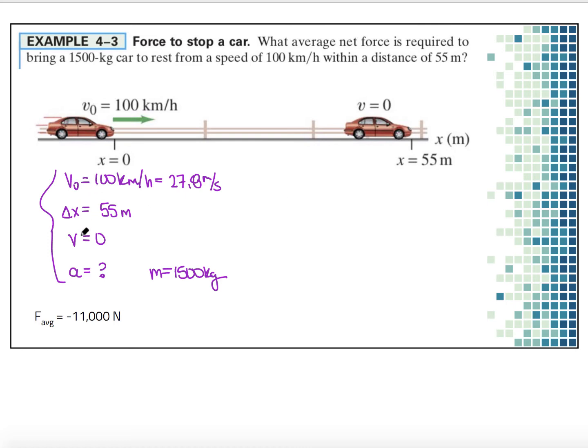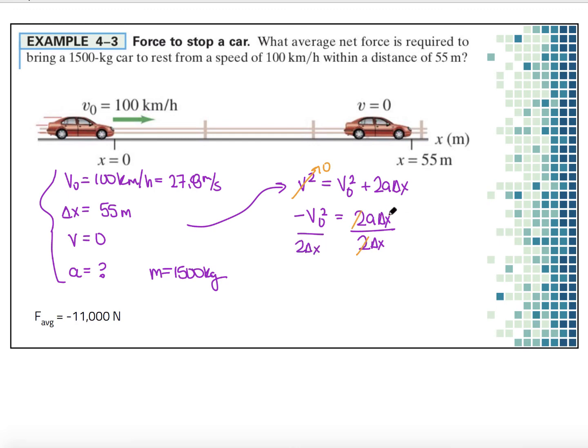So I have V naught, delta x, v, and a, which points me to the third kinematic equation, which if you recall is v squared equals v naught squared plus 2 times a times delta x. And in this case, final velocity is 0. So I can just go ahead and say that's 0. So if I rearrange this and solve for a, I would have negative v naught squared on the left side, 2a delta x on the right, and then I would divide both sides by 2 delta x. So that on the right hand, the 2's cancel and the delta x cancels, leaving me only acceleration.